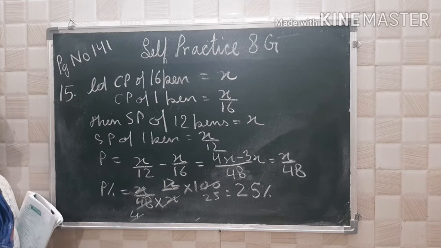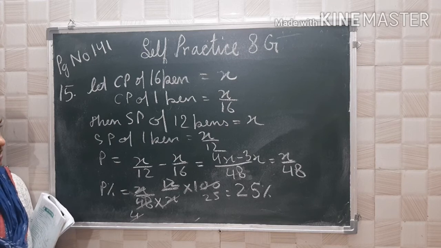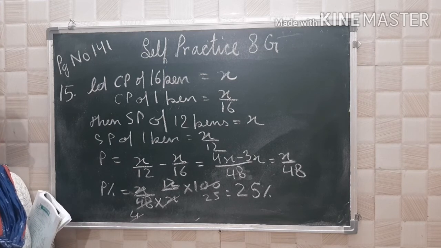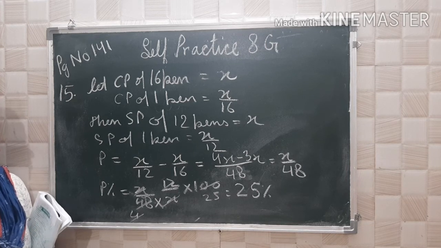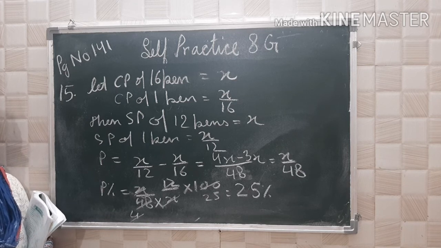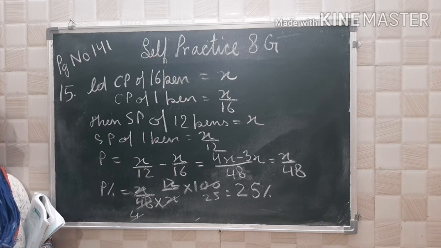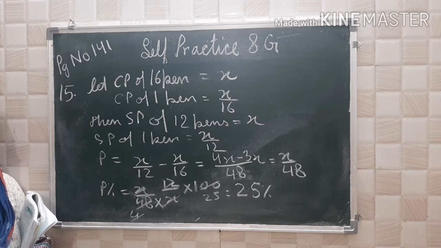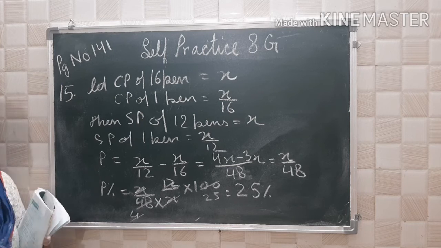Again, once more. CP of 16 pens is x, so CP of 1 pen will be x by 16. SP of 12 pens is x, so SP of 1 pen will be x by 12. Which is more here? x by 12. It will be a profit, because the SP is more. x by 12 minus x by 16 is 4x minus 3x upon 48, that is x upon 48. Then x upon 48 into 12 by x into 100, x cancels out, 12 goes into 48 four times, 4 into 25 is 100. So it will be equal to 25%.